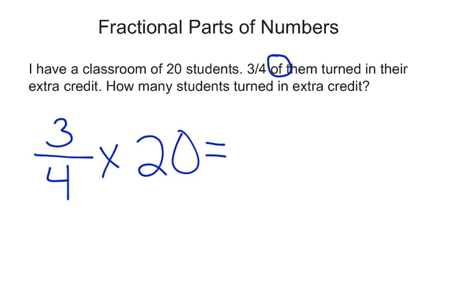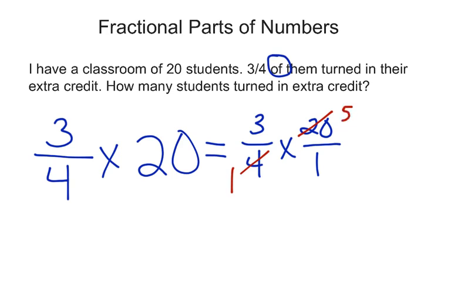Now write that as a fraction. I get 3/4 times 20 over 1. Now again, I can't reduce each of those fractions. They're already in lowest terms. But I can cross cancel. And I see that both 20 and 4 have 4 in common. So 4 divided by 4 is 1. 20 divided by 4 is 5. 3 and 1 can't be reduced.